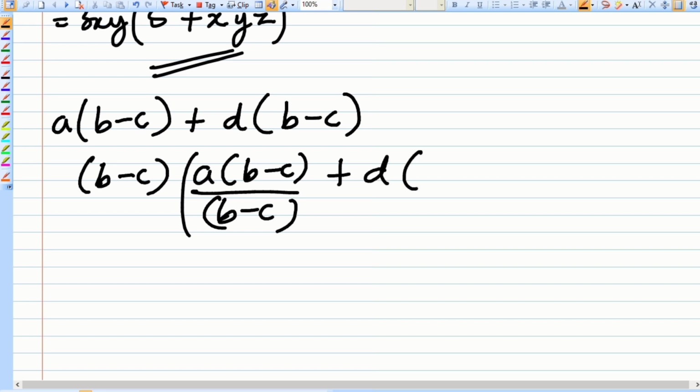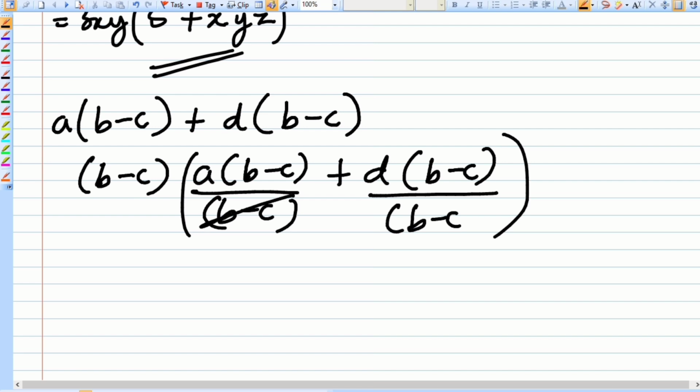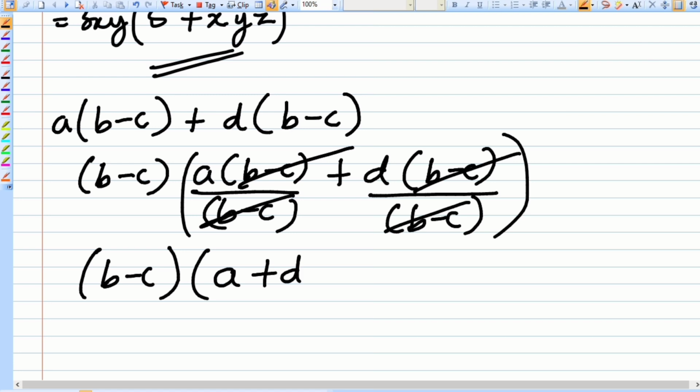Plus d into (b minus c) divided by (b minus c). So you see that b minus c cancels this. Our final answer is (b minus c) into a. B minus c will cancel b minus c, that's just d. So this is our answer: (b minus c)(a plus d). That's (b minus c)(a plus b).